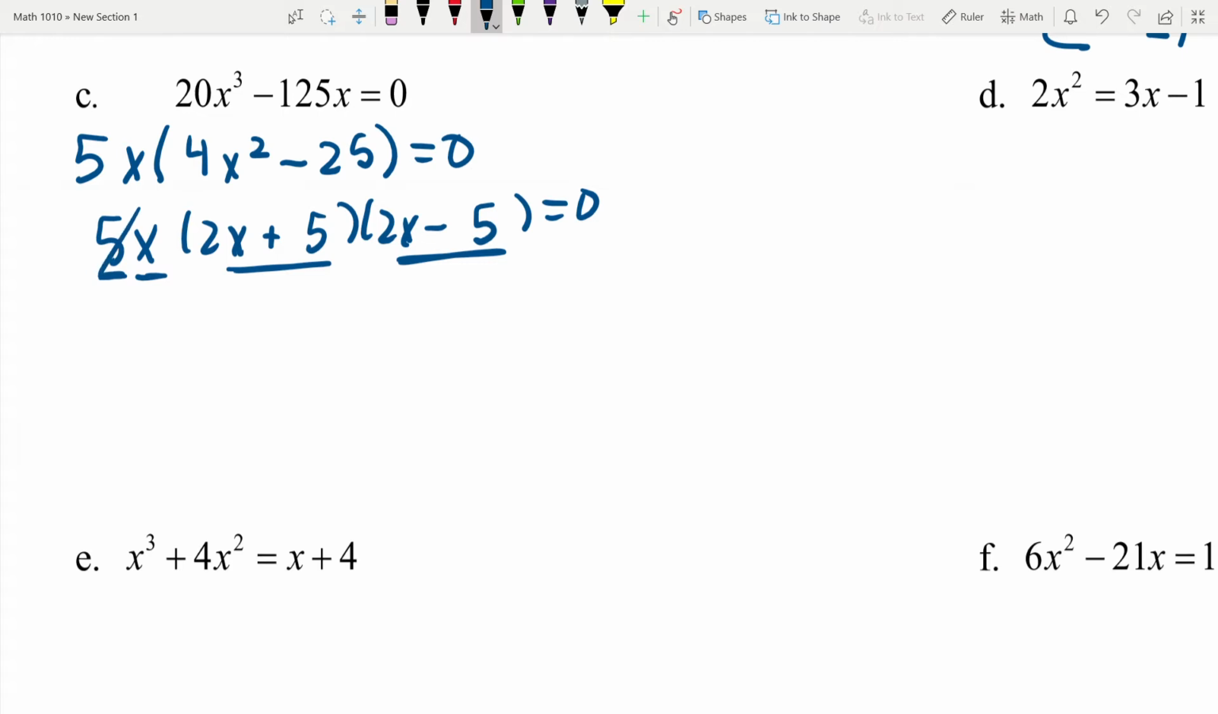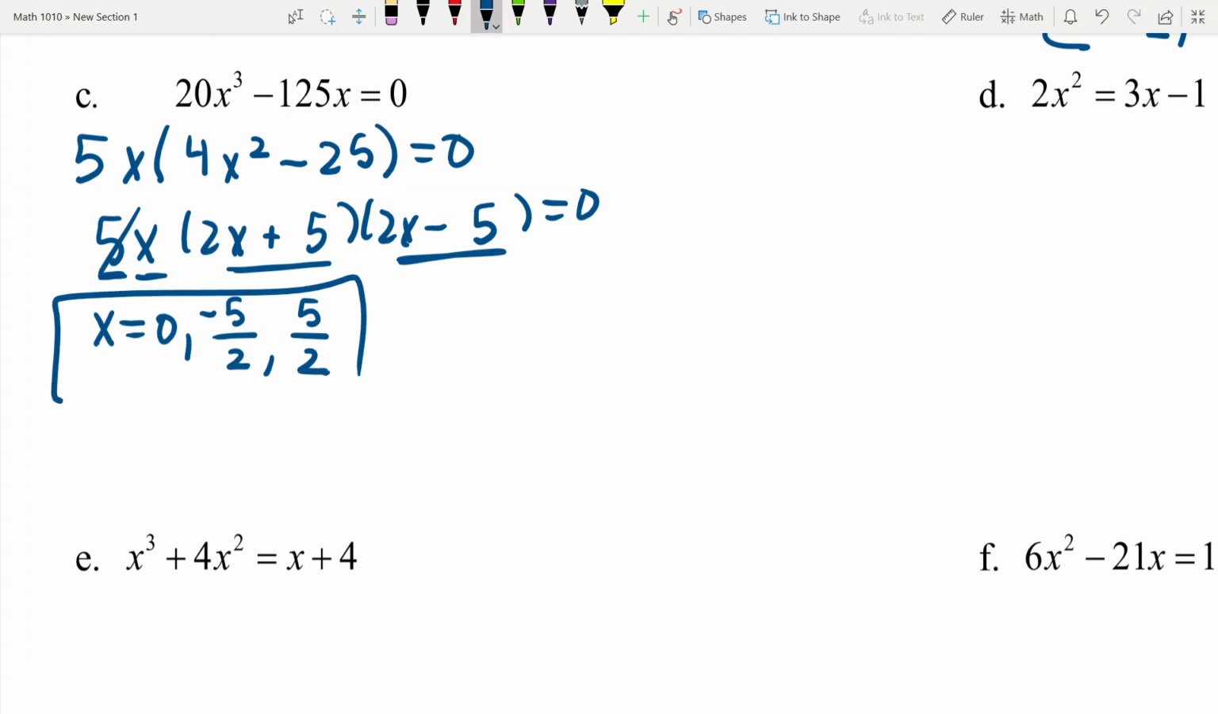So 5 is not the 0. The x gives you a solution of 0. The 2x plus 5, the 5 comes over and becomes a negative. Divide by 2. 2x minus 5, 5 comes over and becomes a positive. Divide by 2. There's your answer. Okay? Who says this is easy? I'm awesome at this. Okay, yay.